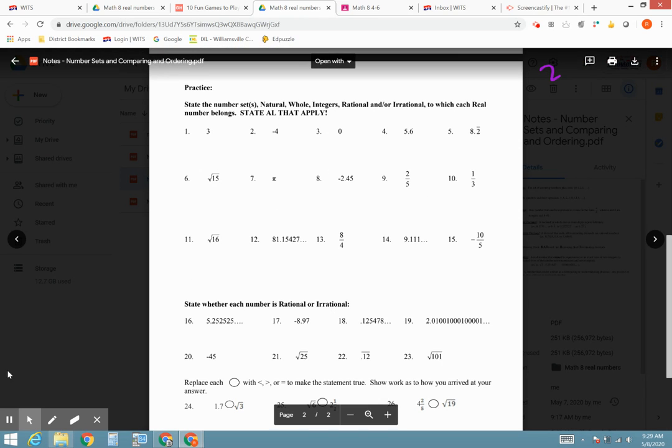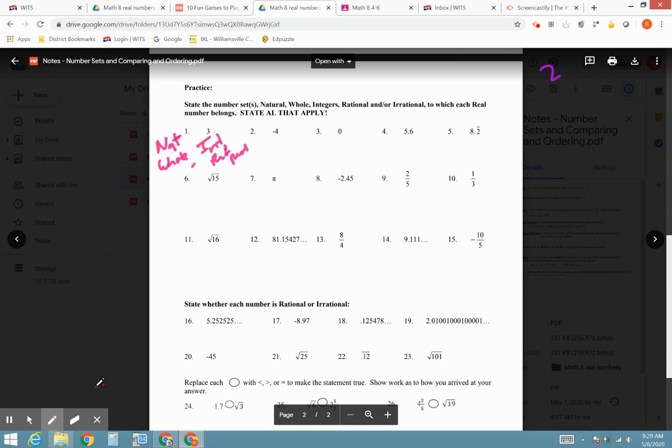For instance, the number 3. So I know that the number 3 is a counting number or a natural number. Okay. I know that the number 3 is also a whole number. There's no parts or pieces with it, no decimals. I also know that it's all of the things above it. So it's also an integer. And it is also rational. And it's also real. So it's all of them.